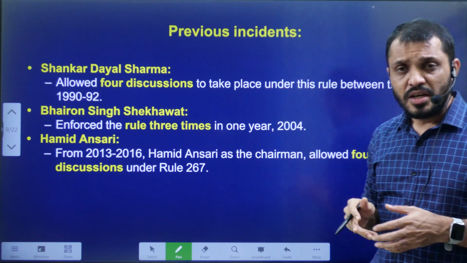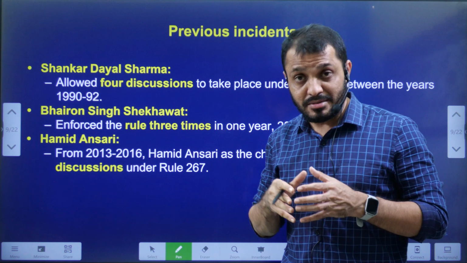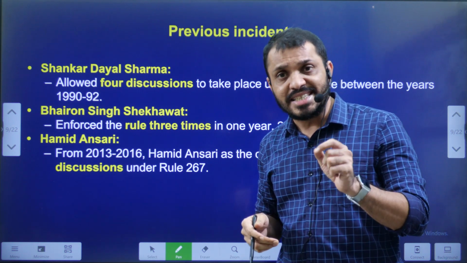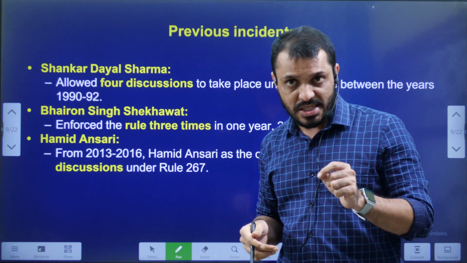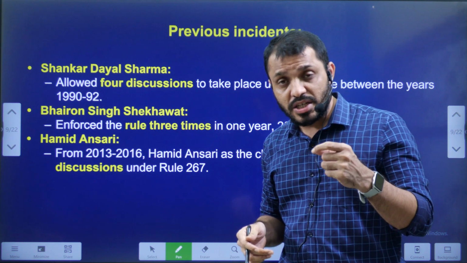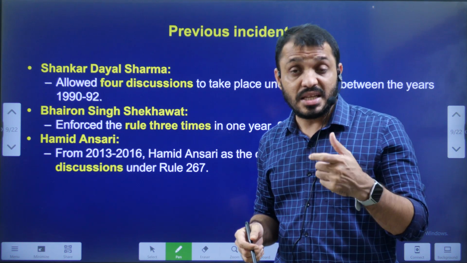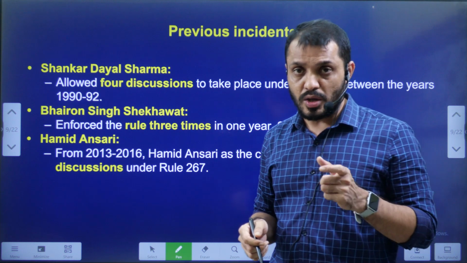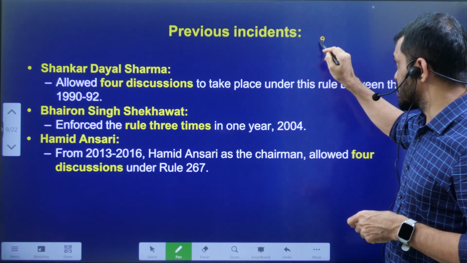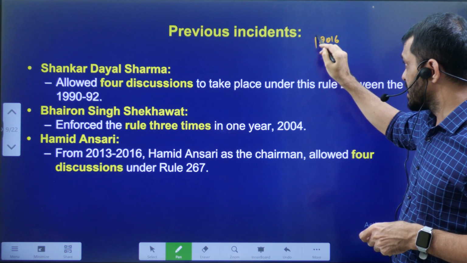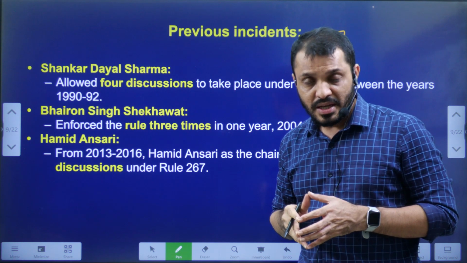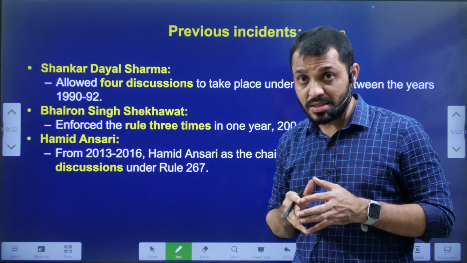Previous incidents: now opposition parties are complaining that nowadays the chairman is not allowing any discussion under Rule 267. That means they claim the chairman is not allowing any significant issues to be discussed under Rule 267. The last time Rule 267 was used was in 2016, on the issue of demonetization. At that time, the presiding officer was Hamid Ansari.